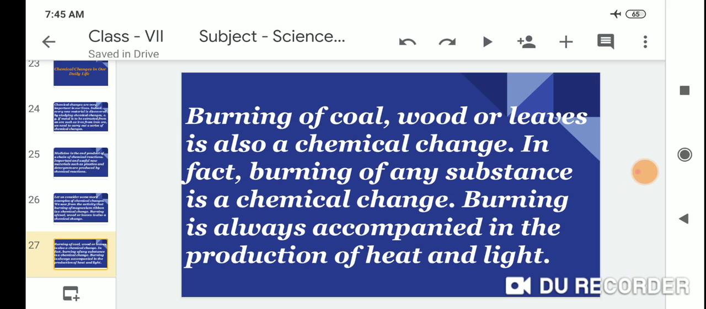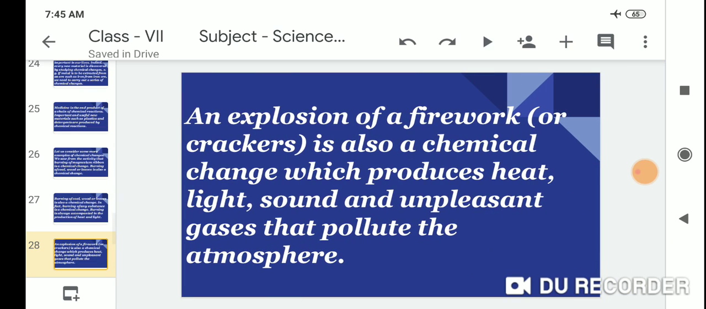Burning is always accompanied by the production of heat and light. An explosion of a firework is also a chemical change, which produces heat, light, sound and unpleasant gases that pollute the atmosphere.